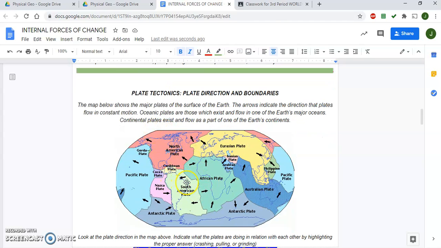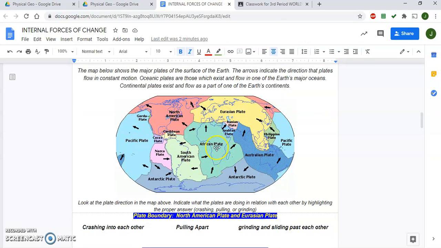Now, these plates, if you see right here, here is North America on the North American plate, here's the Atlantic Ocean, and here's South America on the South America plate. Those plates extend way out into this ocean where they come together. The plates can be crashing together, pulling apart, or sliding alongside each other.